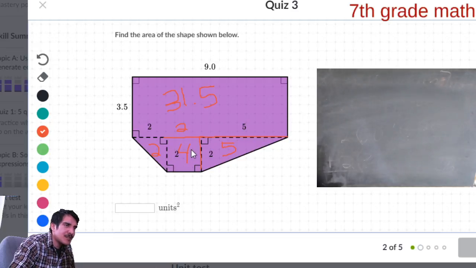2 plus 4 is 6. 6 plus 5 is 11. 11 plus 31.5, I believe that's 42.5, if I can do that mentally. Yeah, that should be 42.5. So we are going to enter 42.5 into the box. 42.5 square units.